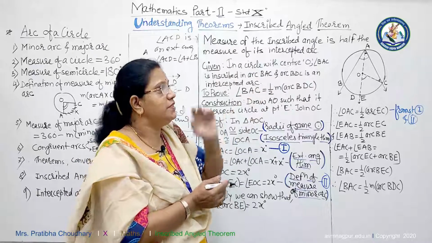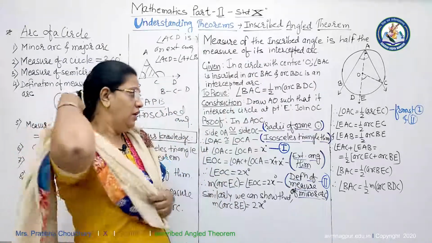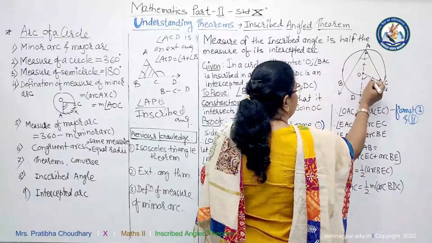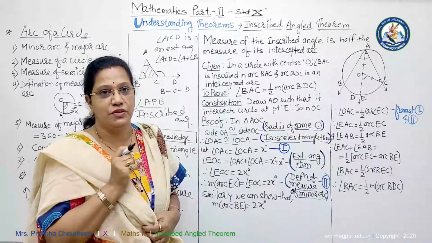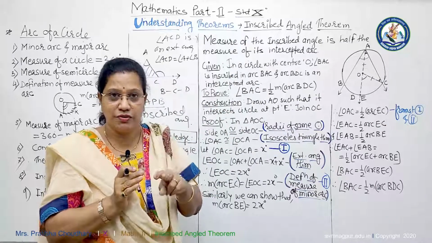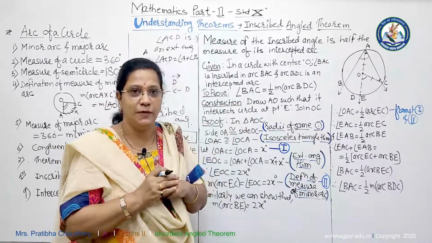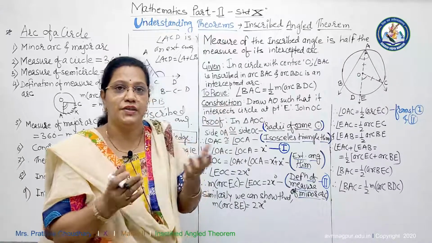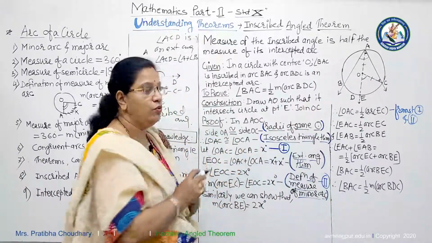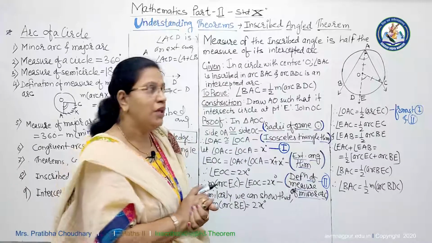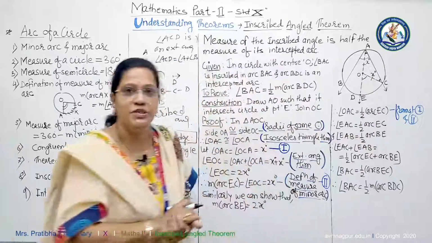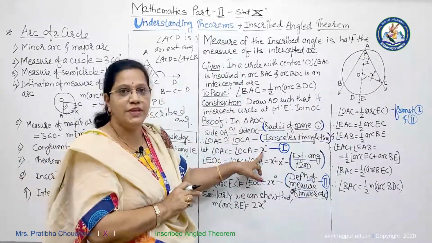Now in this triangle AOC, sides OA and OC are radii of the same circle. That means in triangle AOC, two sides are congruent. If two sides are congruent, the triangle is an isosceles triangle. So angles opposite to the congruent sides are congruent. So angle OAC is congruent to angle OCA, by the isosceles triangle theorem. Let the measure of each of them be x degrees.